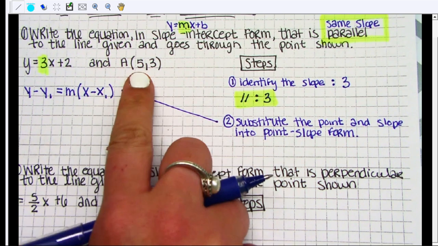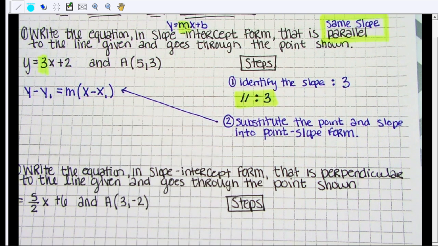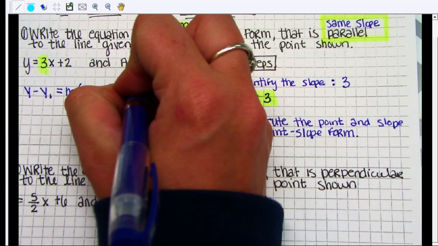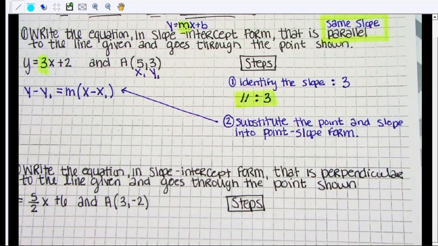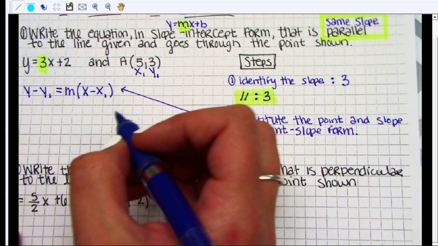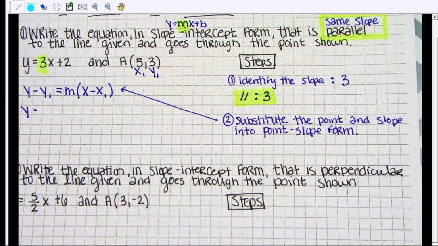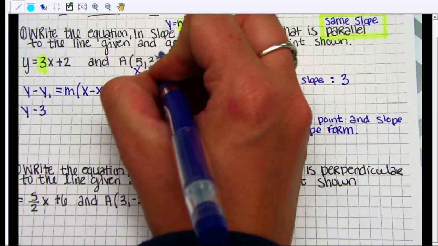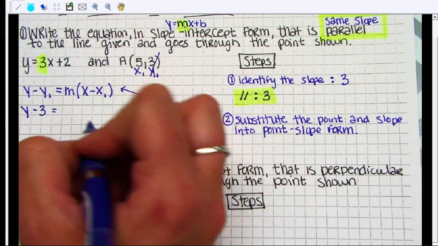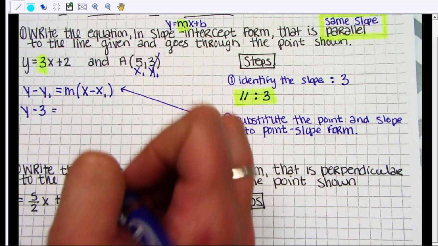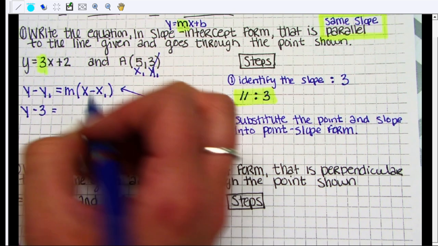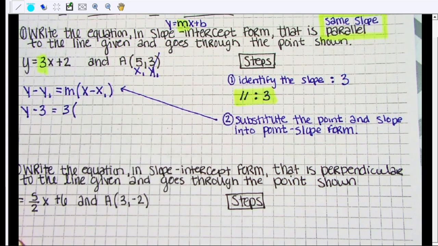How do we label point A? X1, Y1. So there's our point. We already have our slope. So let's substitute. Y minus what? 3. Good. So here's the 3 equals what? M. What is M? M is 3. Yeah, parenthesis, what? There we go.